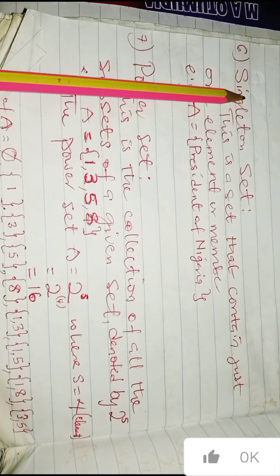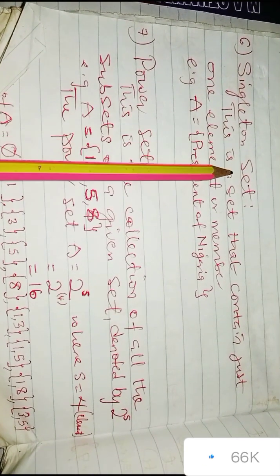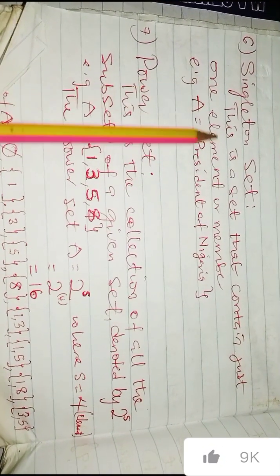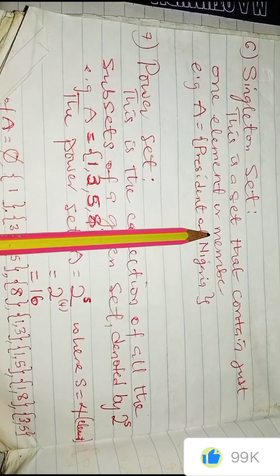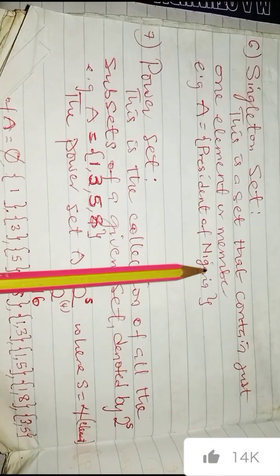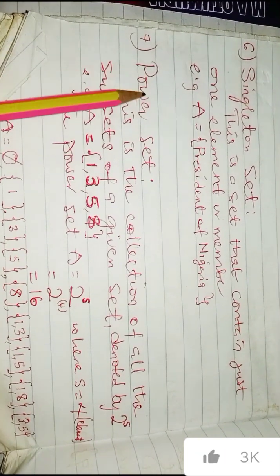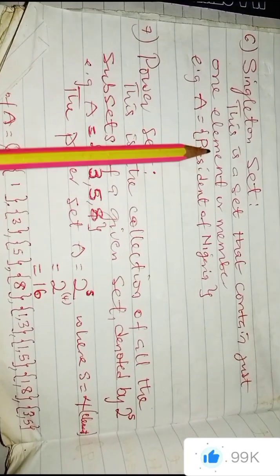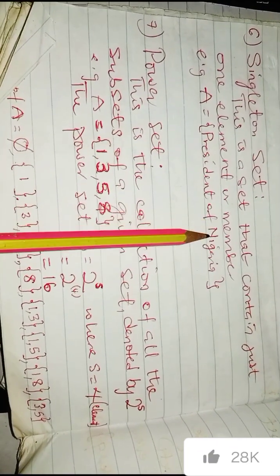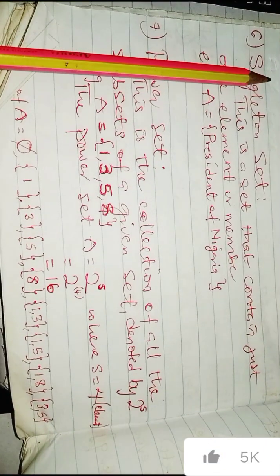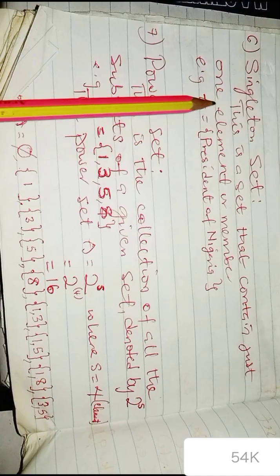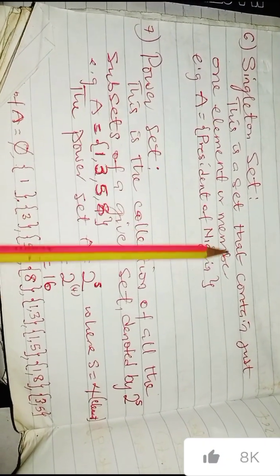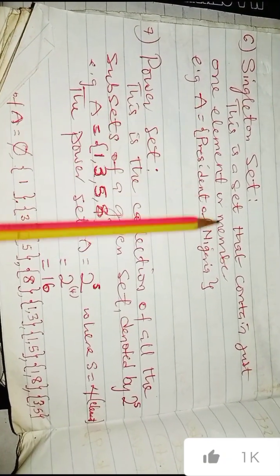Okay, the next set we are talking about is the singleton set. This is a set that contains just one element or member. Examples are the president of Nigeria, the principal of your school, the governor of your state. We just have one. So any set that contains one element is called a singleton set. If you look carefully, the word singleton is derived from single, then thing. Take note: single thing. So that is singleton.